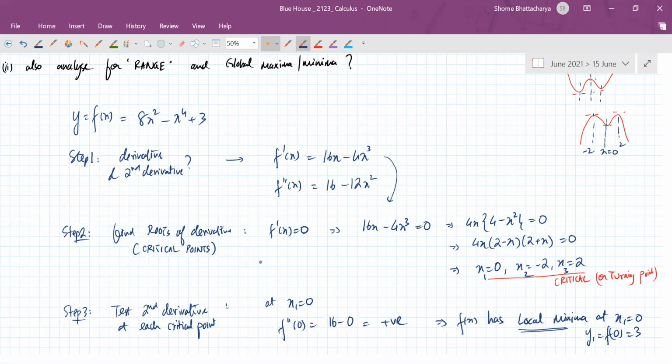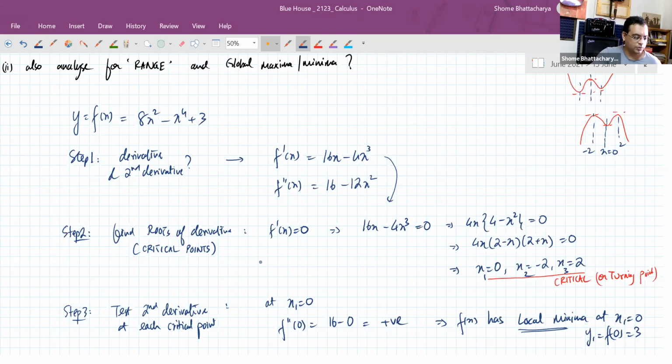Sir, what if the second derivative is 0? Very good question. In that case, the function is a little bit more complicated, and there is something called the nth derivative test. If the second derivative is also 0, there are two possibilities. One is that the function has neither maxima nor minima at that point. Or again, the function has maxima or minima, but we have to do further analysis.